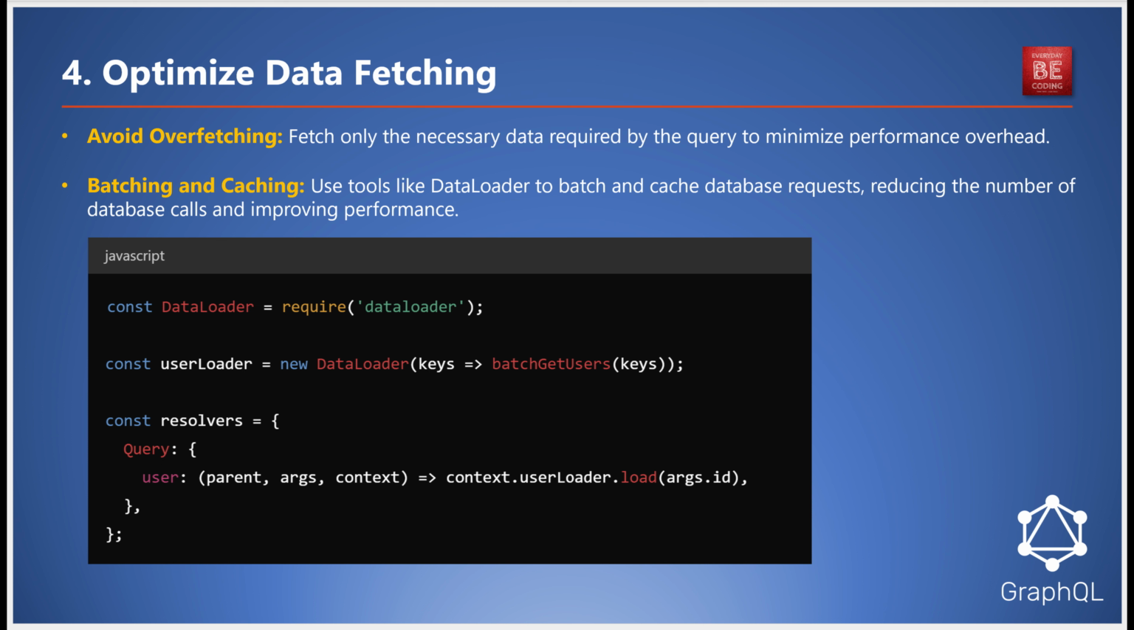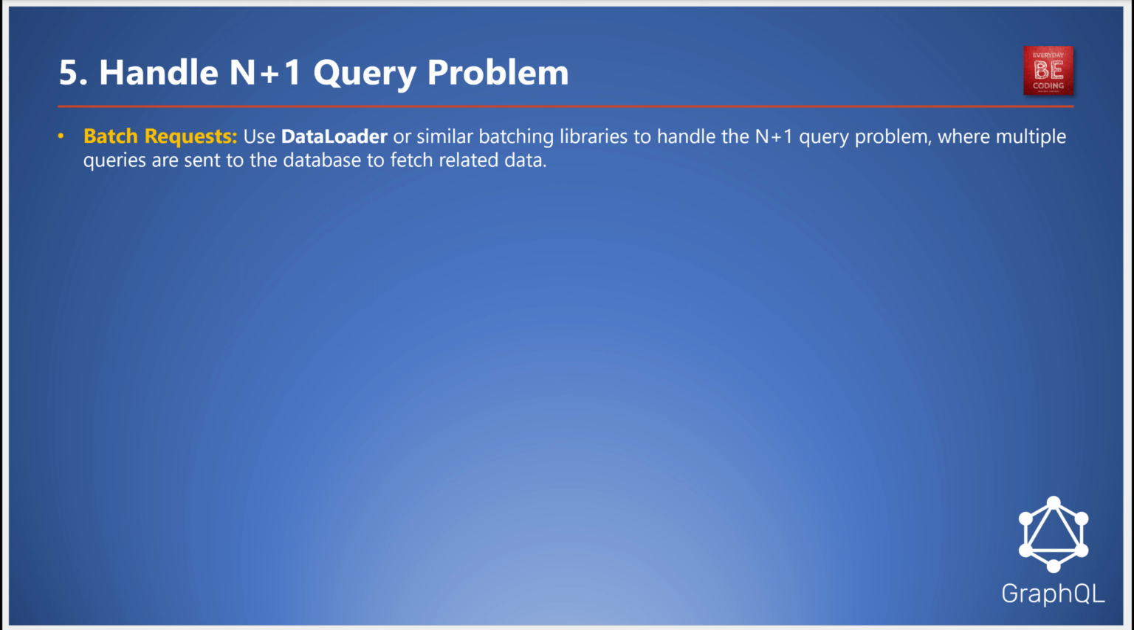Consider this setup. const DataLoader = require('dataloader'); const userLoader = new DataLoader(keys => batchGetUsers(keys)); const resolvers = { Query: ... }. Handling the notorious N+1 query problem requires similar attention. Batching requests via DataLoader ensures that multiple related queries are consolidated into a single database call, enhancing performance drastically.